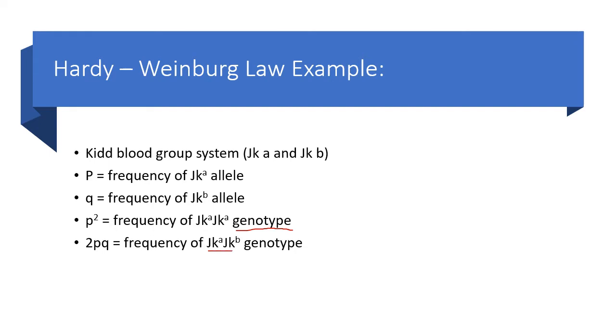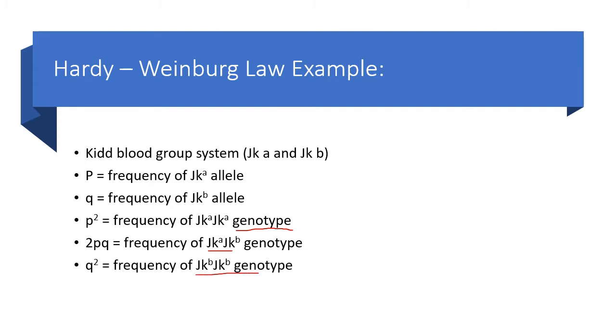Okay, so which one of these is homozygous and which one is heterozygous? If you guess this is homozygous, you are correct because it's JKA and JKA. If you guess this one is heterozygous, you are correct because it's JKA and JKB. Hetero means different, homo means same. Remember Homo sapien, one species, man species. And the final one, Q squared, is the frequency of JKB genotype.